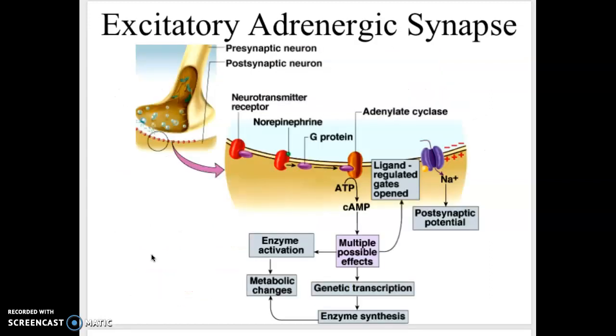This slide is just showing a detailed schematic of a secondary messenger system. As you can see, there are a lot of different steps going on here. I don't care that you know all the details of this. This is just FYI. If you're interested, feel free to email me and we can chat about it.